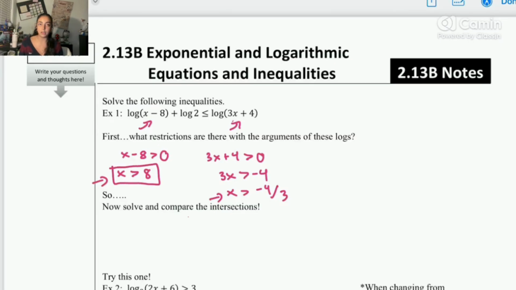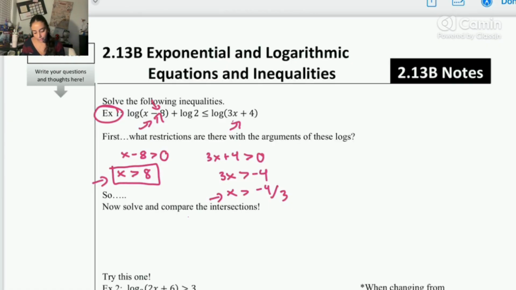Because if you plug in a number that's greater than negative 4/3 into this example right here, you're going to end up with a negative number in the log. So not in all cases, because if you go above 8, which is still greater than negative 4/3, it'll be fine. But let's say you do 1, which is greater than negative 4/3, but not greater than 8. You're going to get negative 7 right here. So that's why you have to look at the greater one, or one that includes both inequalities, if that makes sense.